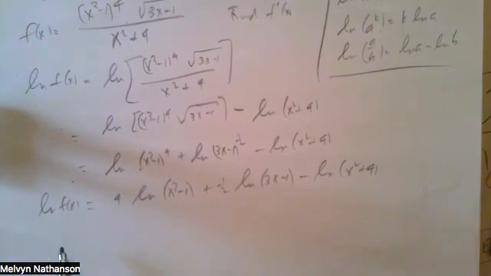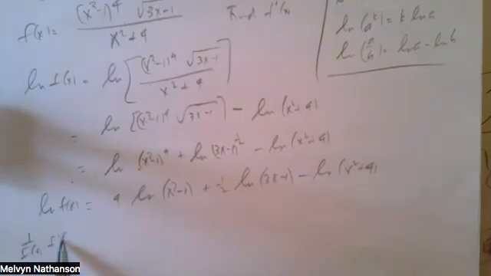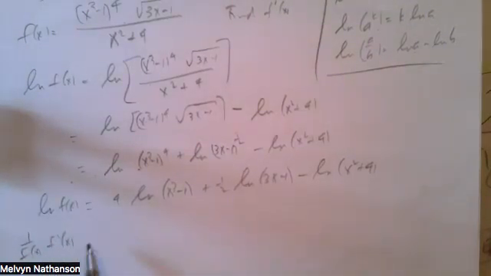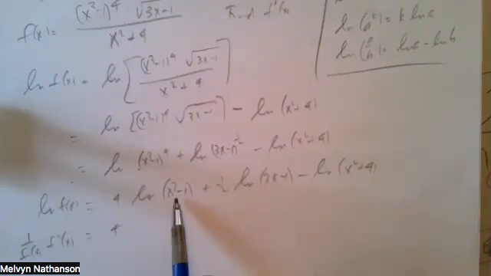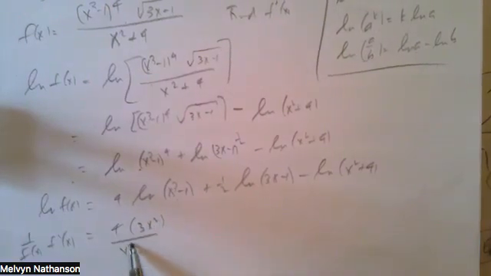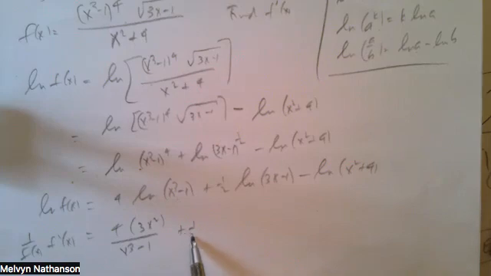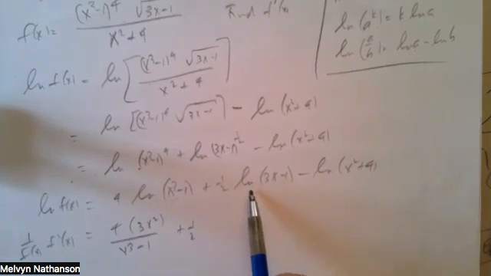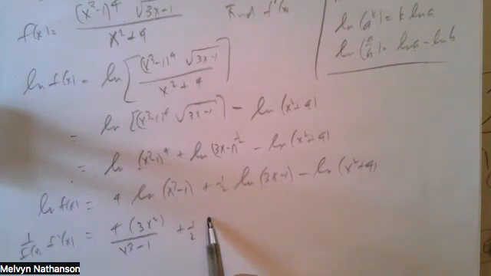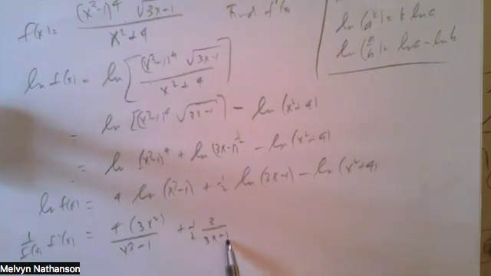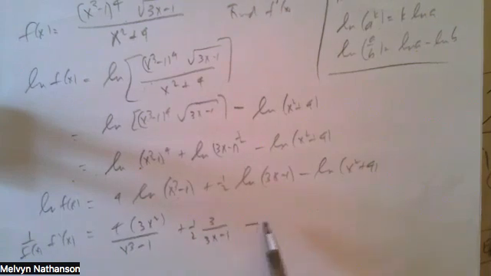So now if I differentiate with respect to x by the chain rule, on the left-hand side, the derivative of the log of f of x is 1 over f of x times f prime of x, equals what? 4. What's the derivative of the log of x cubed minus 1? It's 3x squared over x cubed minus 1 plus a half. What's the derivative of the log of 3x minus 1? It's 3 over 3x minus 1 minus the derivative of the log of x squared plus 4, which is 2x over x squared plus 4.